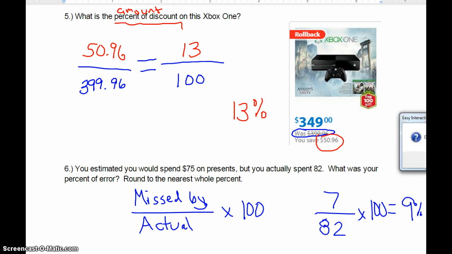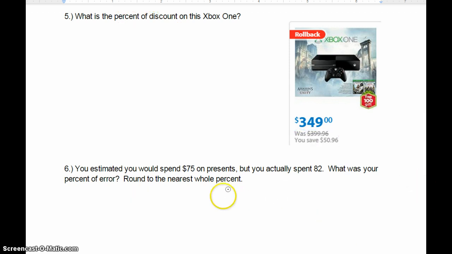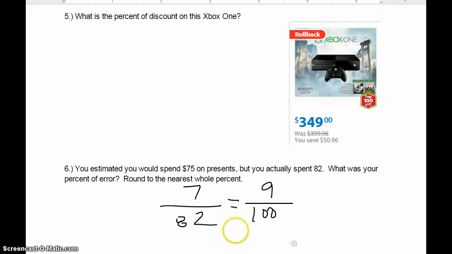So this formula here is actually a proportion. I just take the amount that I missed by, compare it to the actual amount, solve this proportion, and I get 9. You would take 7 times 100 divided by 82, which is the same as taking 7 divided by 82 and times 100, like I did on the last part.